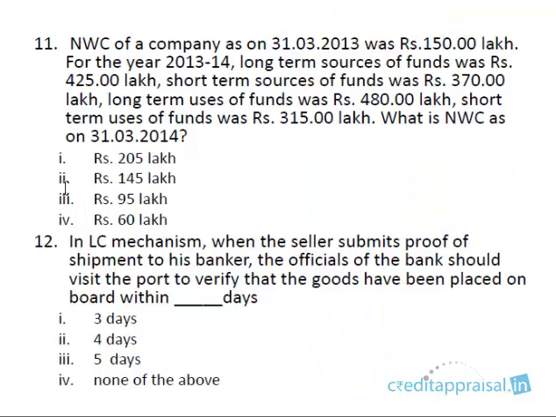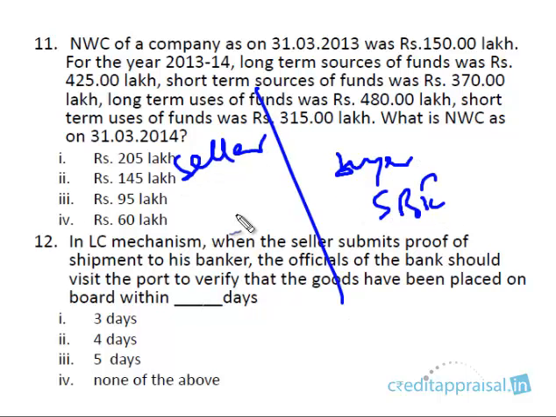Question number 12. In the LC mechanism, when the seller submits proof of shipment to his banker. So we discussed there is a buyer and a buyer bank, we took the example of SBI. Then there is a seller, a foreign party, and there is Deutsche Bank. SBI has opened an LC in favor of Deutsche Bank. The party has checked the terms of the LC, it's in order, and the seller has shipped that machine and brought the proof of the documents, bill of lading and all, submitted to Deutsche Bank.